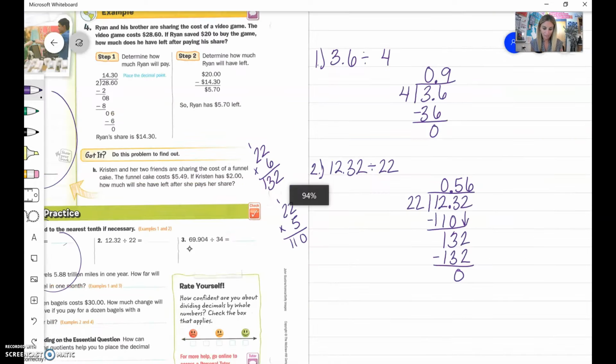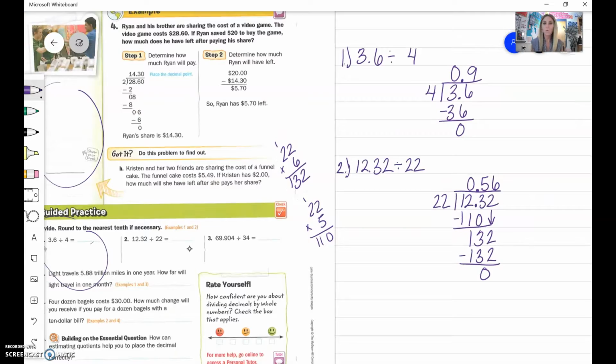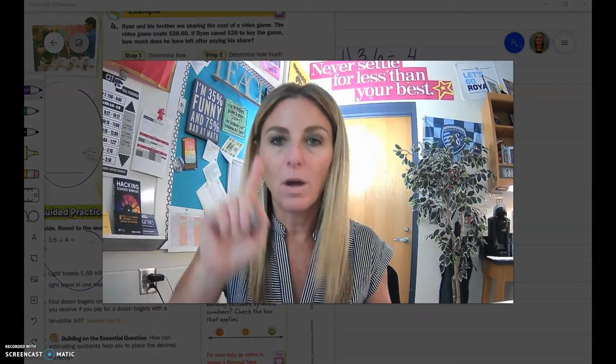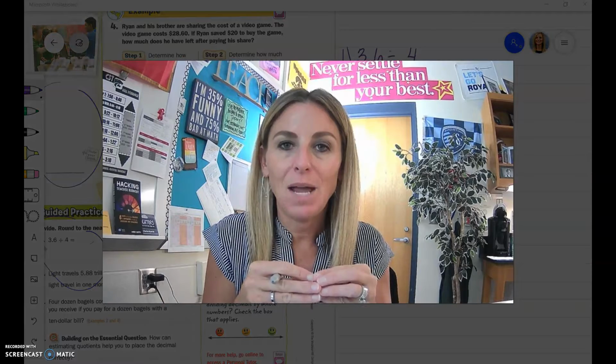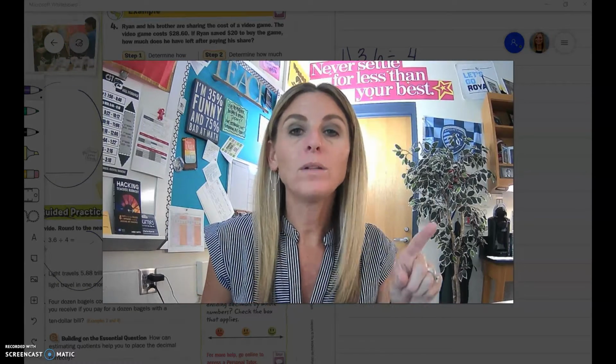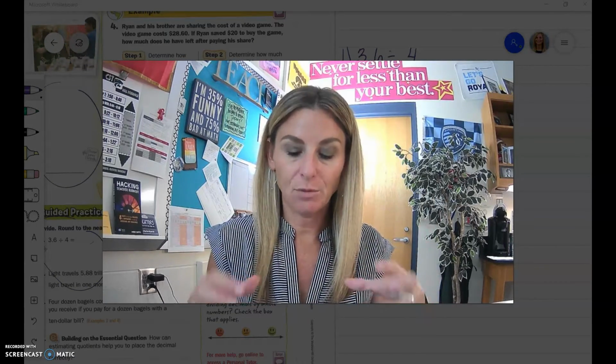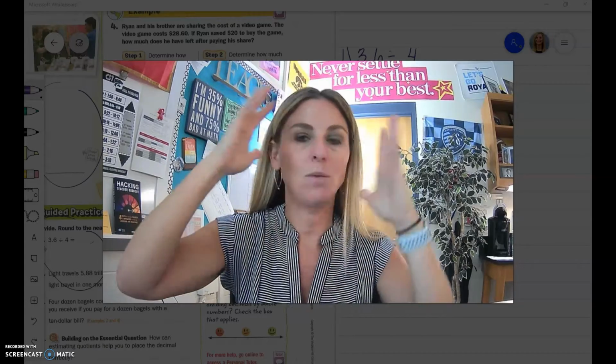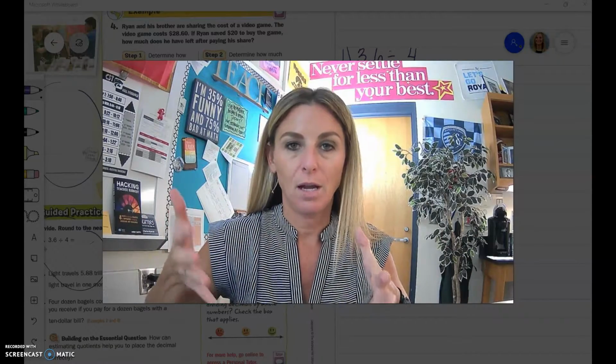So basically, remember the most important thing when we're dividing by a decimal, okay? So one more quick thing. When we're dividing a decimal by a whole number, okay? So we're taking a decimal, dividing it by a whole number. We are just moving that decimal point up, and then we're doing regular division, okay?